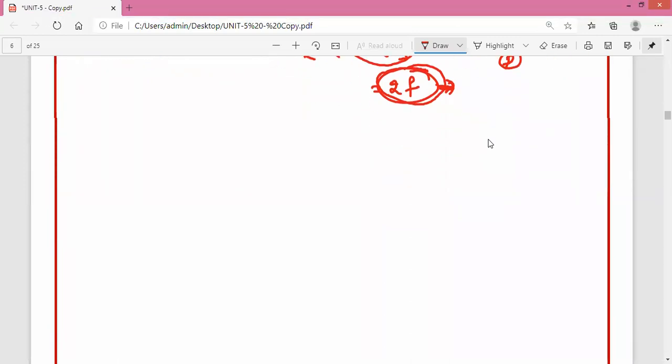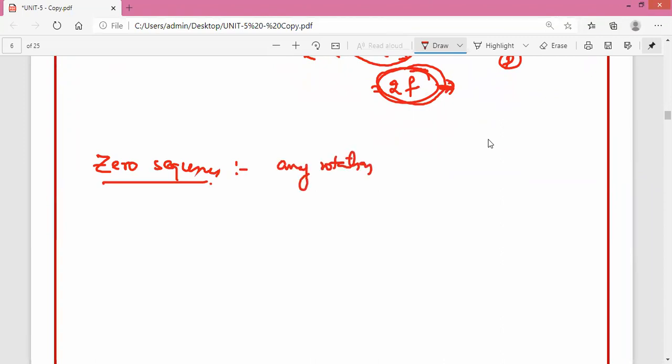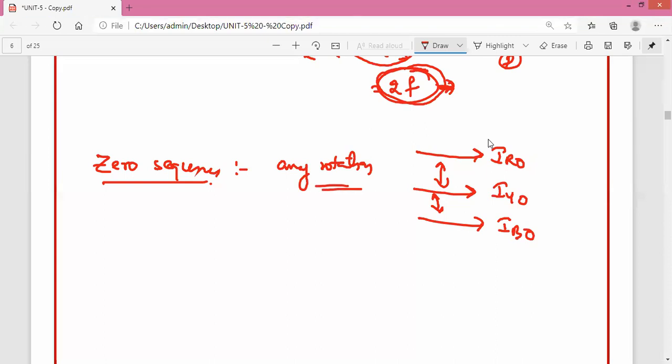And the next one, the zero sequence components. These zero sequence components do not have any rotation. Therefore, the magnitude is the same: IR0, IY0, and IB0. There is no phase displacement between these sequence component phases. The magnitude is the same, but there is no phase sequence between them. So this is called zero sequence components.